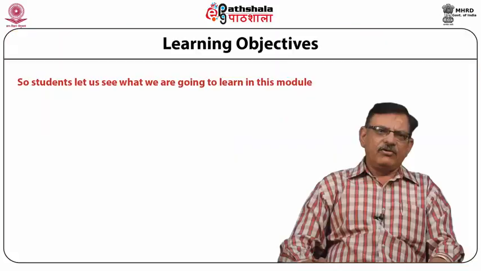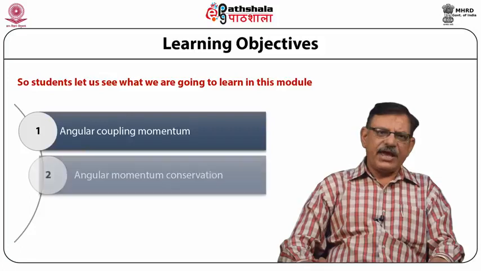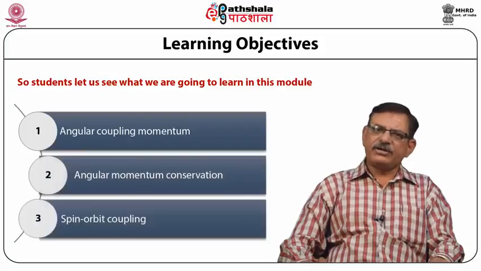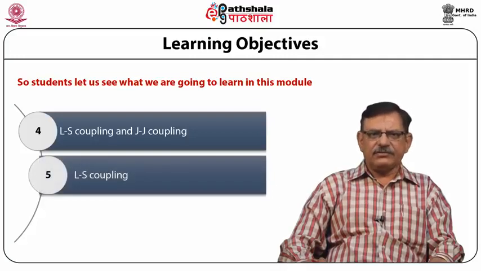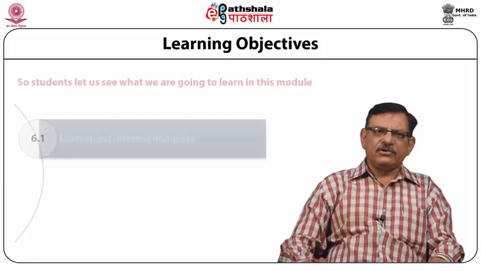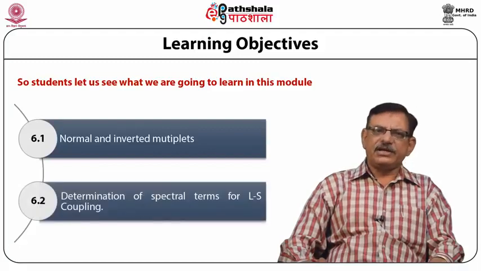Today we will be discussing coupling schemes, in continuation to the angular momentum, from the paper Atomic, Molecular and Laser Spectroscopy. We will be able to learn about the various coupling schemes, angular momentum coupling, angular momentum conservation, spin orbit coupling, LS coupling and JJ coupling, and different types of coupling, the Lande interval rule, normal and inverted multiplets, and determination of spectral terms for LS coupling.